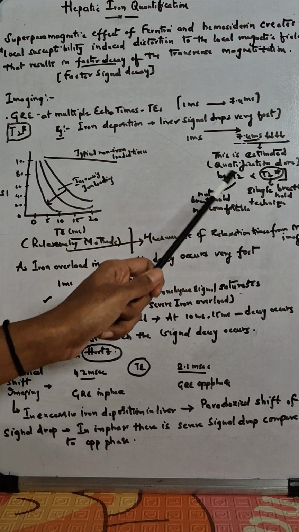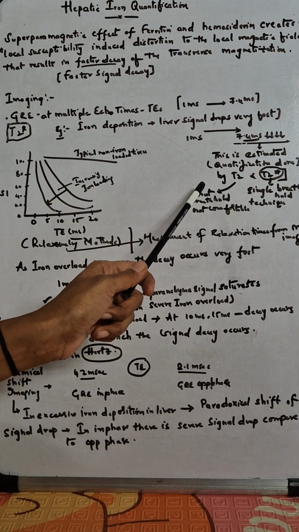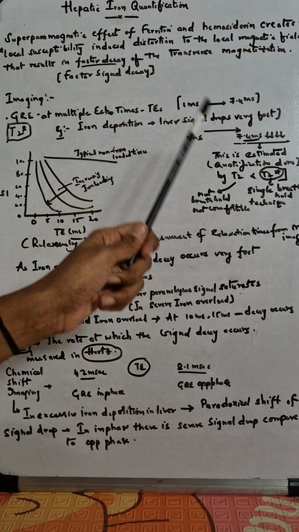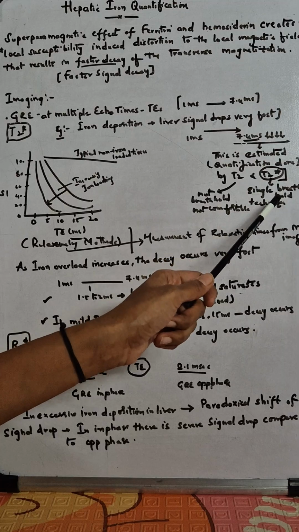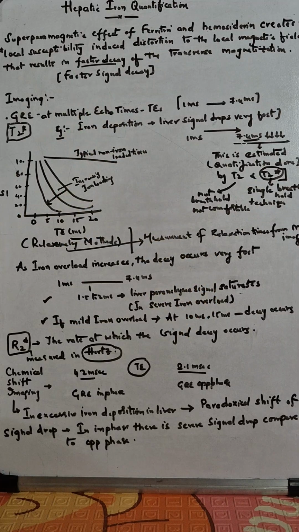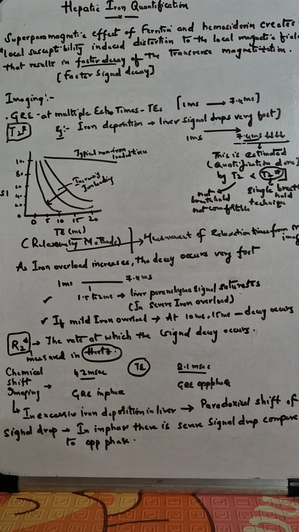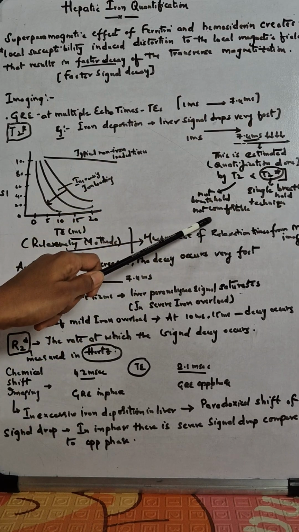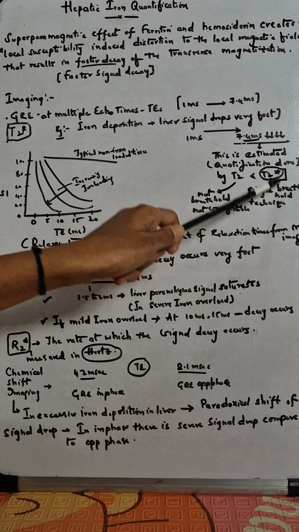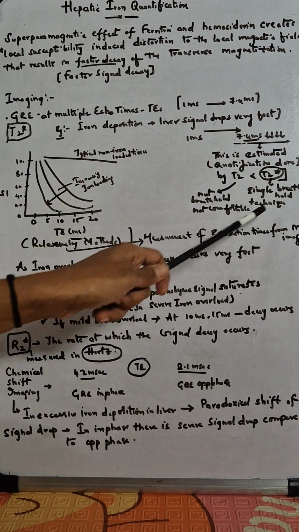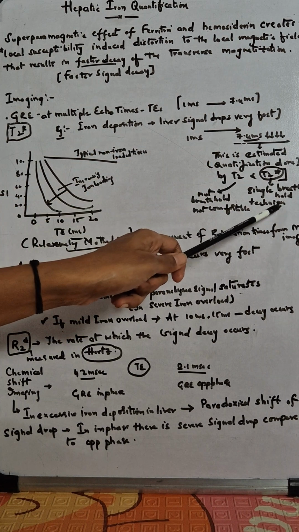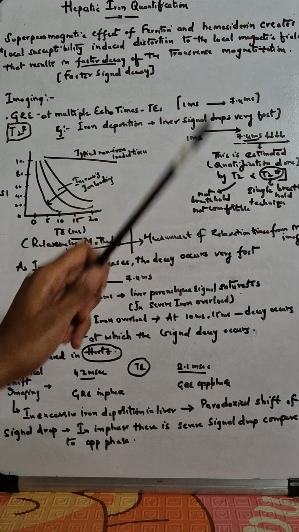Why not T2? For T2 we need a breath hold, so it will be very difficult for multiple echo times, right? Here, in a single breath-hold technique, we can do these sequences. So this signal drop is estimated. In T2, a breath hold is required. In T2 star, in a single breath hold we can acquire this sequence, which is mainly a gradient recalled echo sequence. So T2 star is taken.